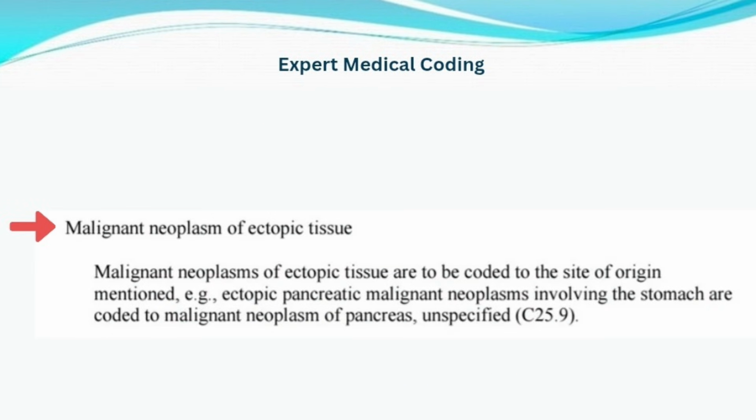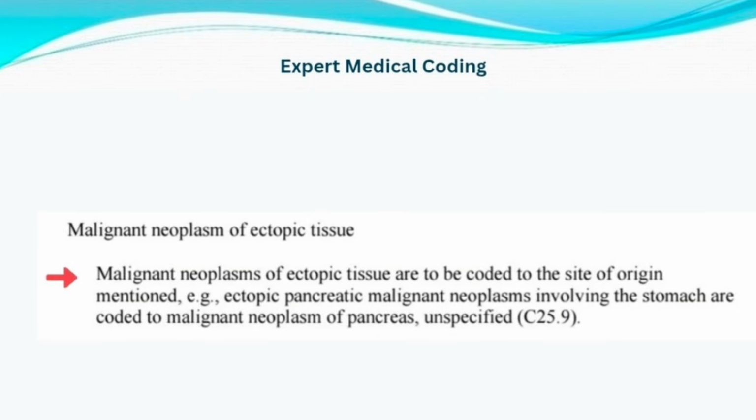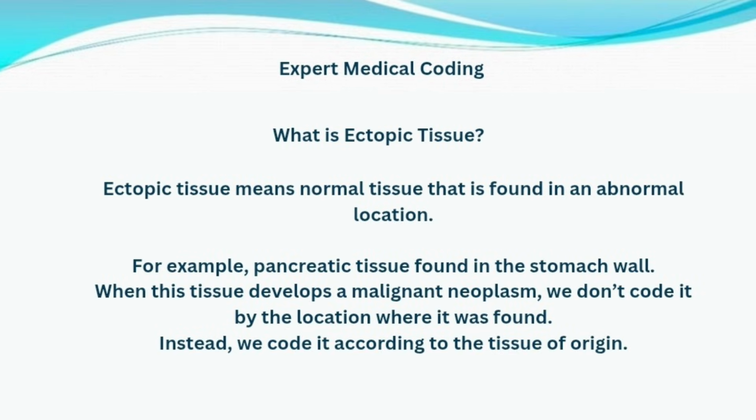Now let's move towards the next guideline, and that is malignant neoplasm of ectopic tissue. Malignant neoplasms of ectopic tissue are to be coded to the site of origin mentioned. Example, ectopic pancreatic malignant neoplasms involving the stomach are coded to malignant neoplasm of pancreas, unspecified, that is C25.9. Now let us see what ectopic tissue means. Ectopic tissue means normal tissue that is found in an abnormal location. For example, pancreatic tissue found in the stomach wall.